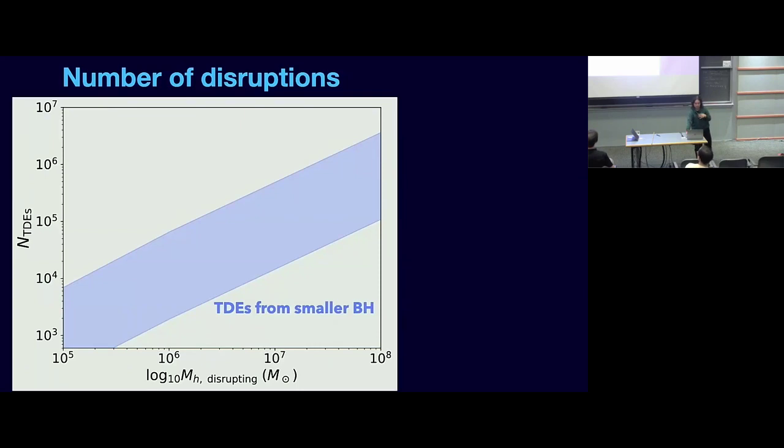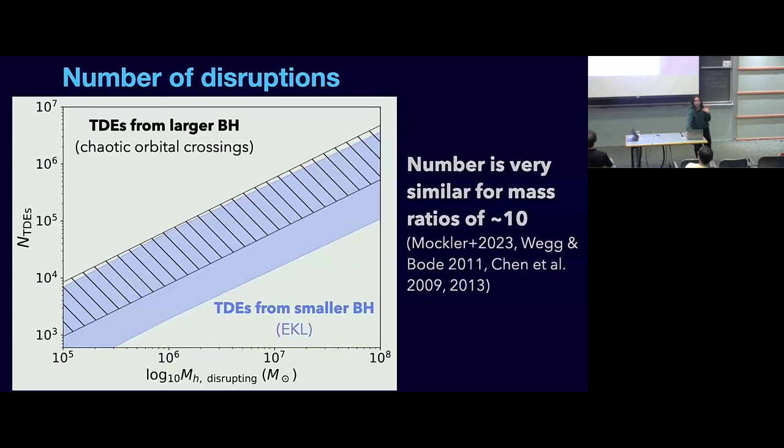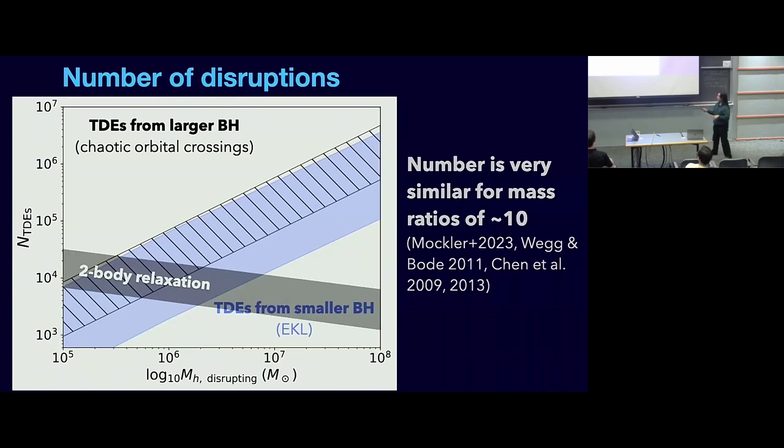And we compare that to, this is with respect to the disrupting black hole mass, tidal disruption events created from the more massive black hole. The tidal disruption events would probably be happening due to chaotic orbital crossing, and they're very similar for mass ratios of around 10. And we can compare this also to two-body relaxation within around 100 million years. And as we can see, for a more massive black hole, EKL tends to dominate.